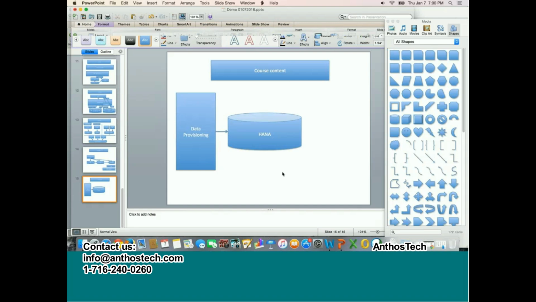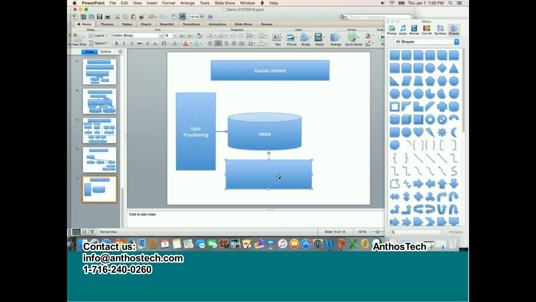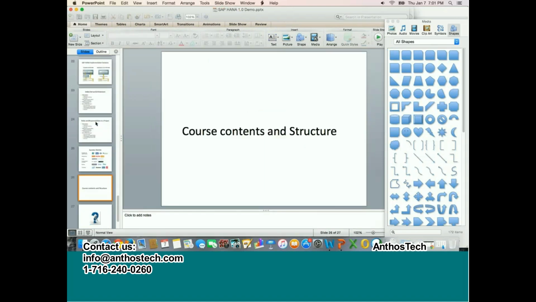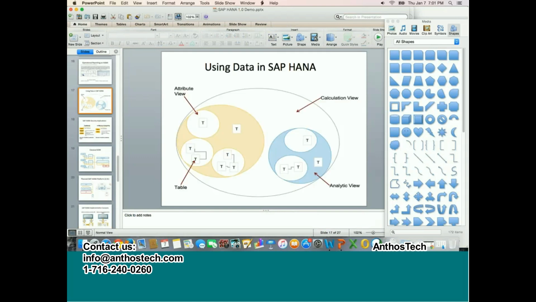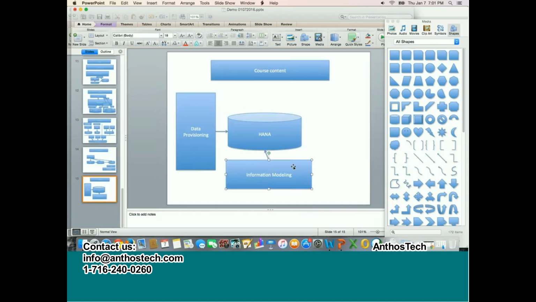Now, second part, once the data is loaded into SAP HANA, the next thing that comes is modeling. We call it information modeling. So we massage the data within the HANA database. We create different views of the data, as I showed you in this particular slide here. That is called information modeling. We perform modeling, so we are going to learn modeling in detail.